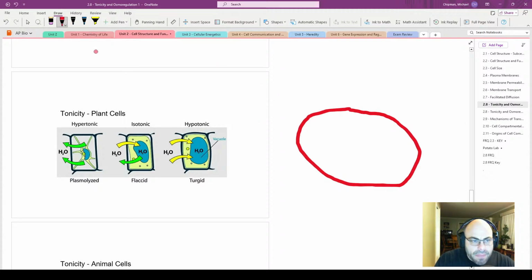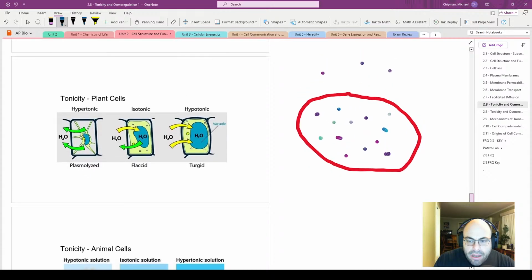So here's a cell, right? And this cell's got a bunch of galaxy dots in it. And then outside, there's not very many galaxy dots. A third grader could look at this and tell you that the inside of the cell is more concentrated than the outside of the cell. Let's step it up a little bit. Which side of the cell has more solute? Well, the inside of the cell has more solute than the outside. Okay, good. Which side has more water? That's the real question here. Well, the outside has more water, right?